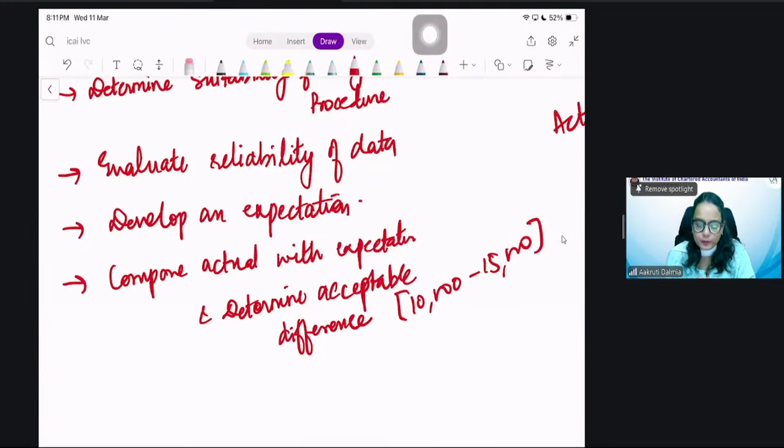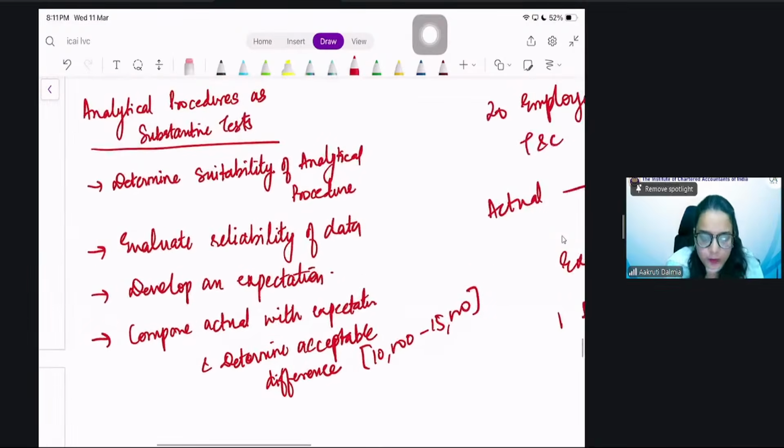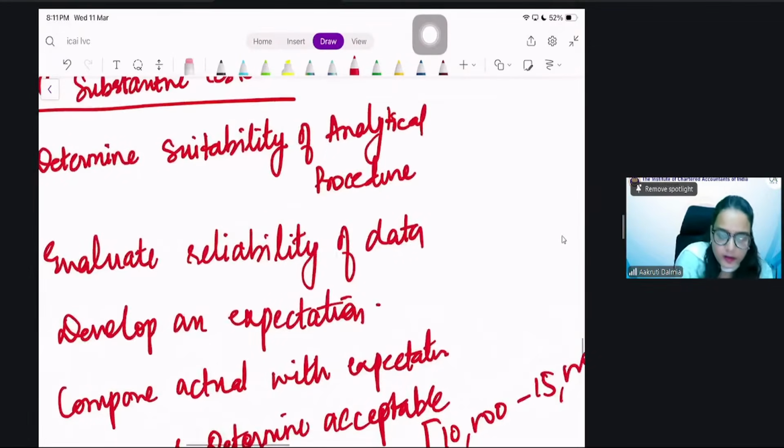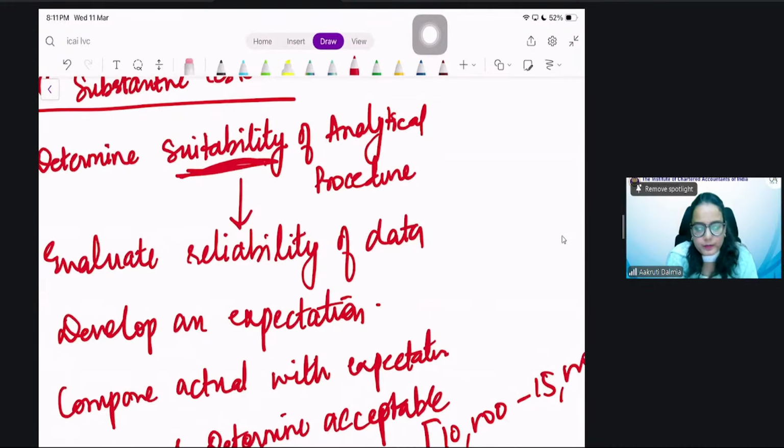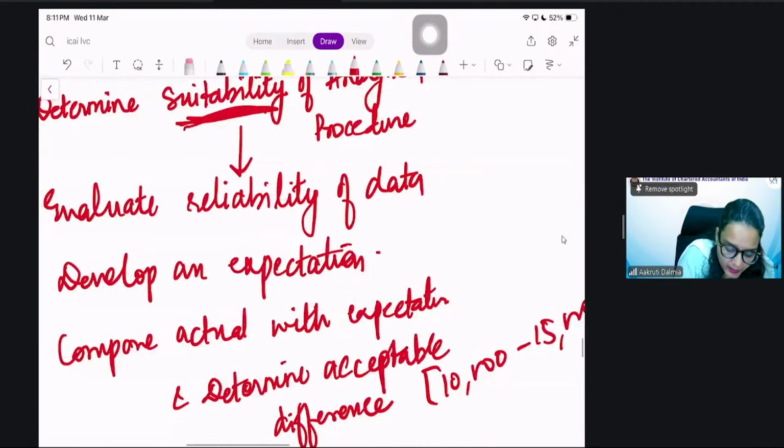in your audit documentation. So if you want to use analytical procedures as a substantive test, first decide, can you even use it? Determine suitability. If it is suitable, is it reliable? Because to do analytical procedure, you need a lot of data. Is that data reliable? It is suitable and it is reliable. Then develop an expectation and then compare it with the actual. This much is clear?